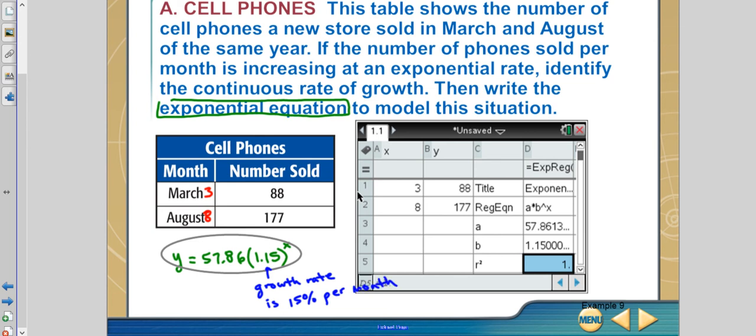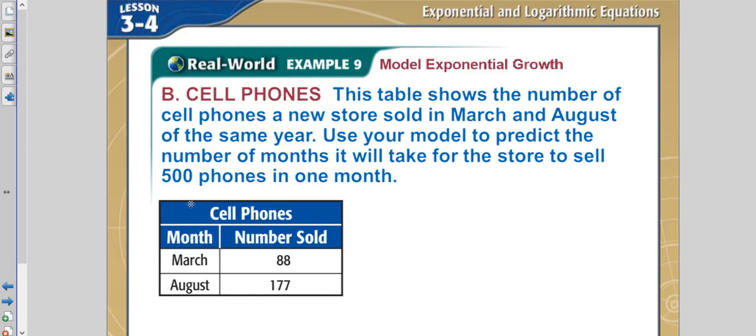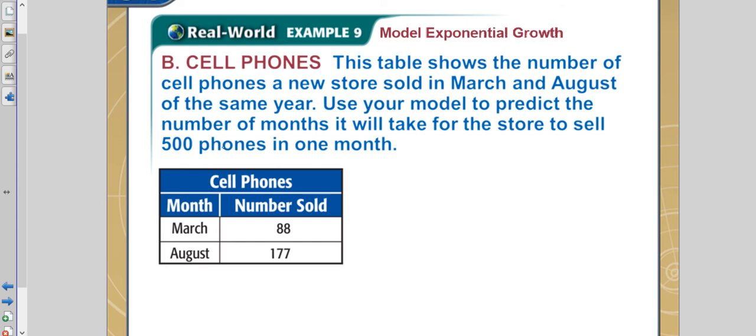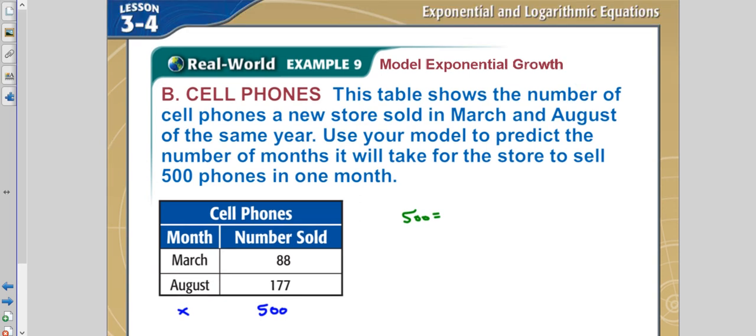Okay, so now that we have that equation, let's check out Part B. Part B says, we're still using this, use your model to predict the number of months it'll take for the store to sell 500. So we want to know, when we get to 500, what is our x? So that's a y value. To solve this, we could plug this into our equation. We would say that 500 equals 57.86 times 1.15 to the power of x.